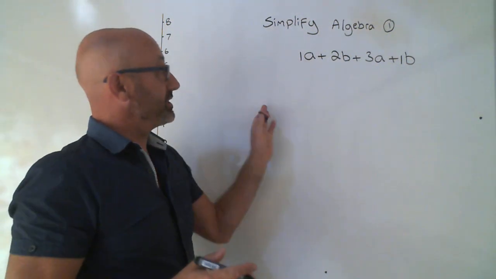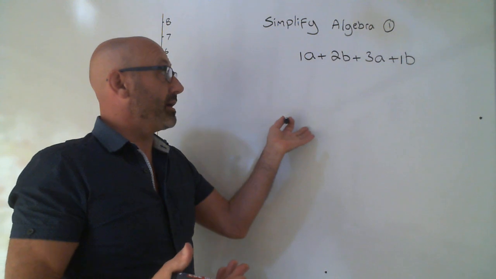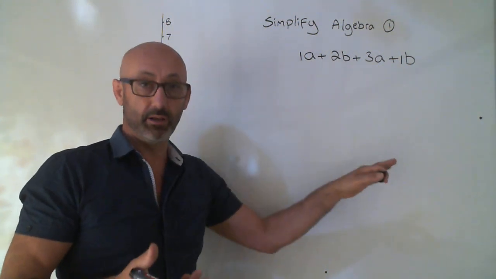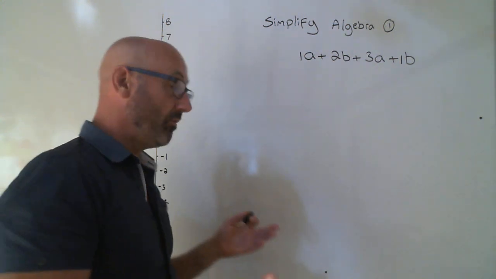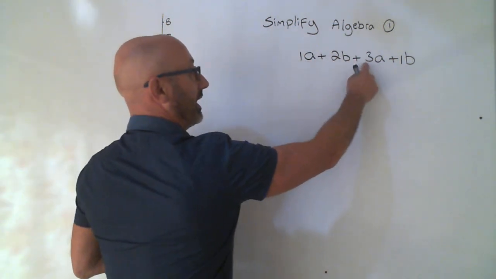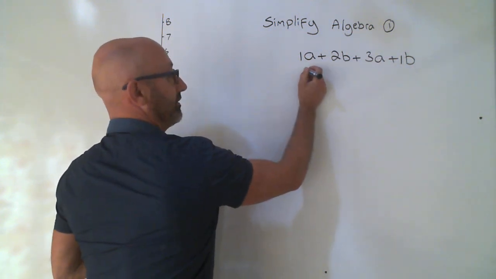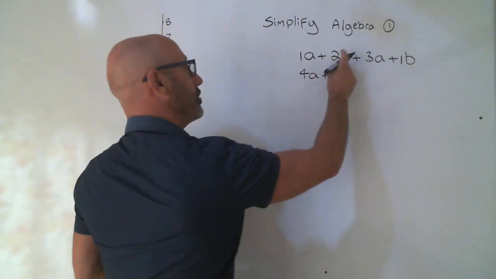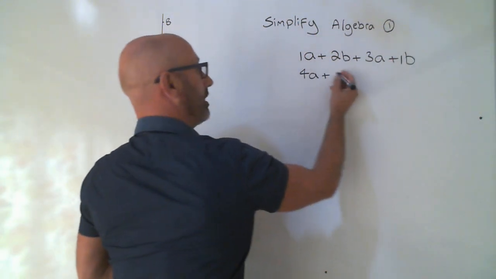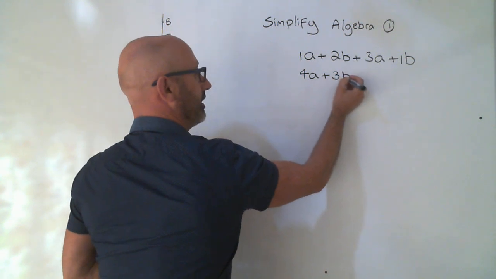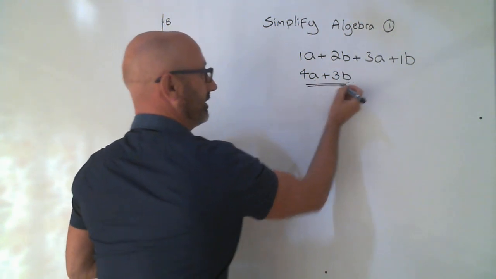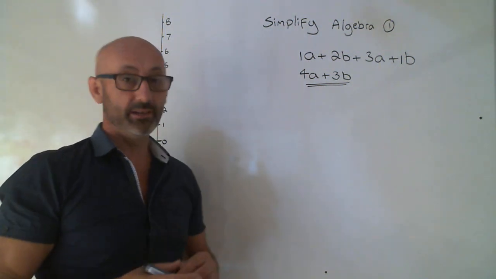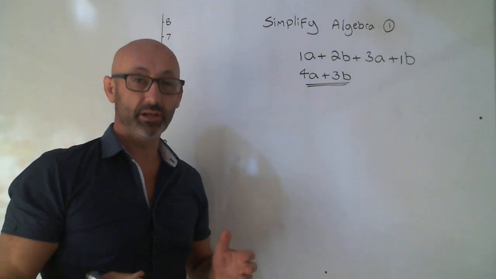So all I'm asking you to do is, if you've got 1 apple, 2 bananas, 3 apples and 1 banana, can you make that look simpler? Well, 1 apple add 3 apples is 4 apples. Then we've got 2 bananas add 1 banana is 3 bananas. And that's pretty much it. That will be your answer.